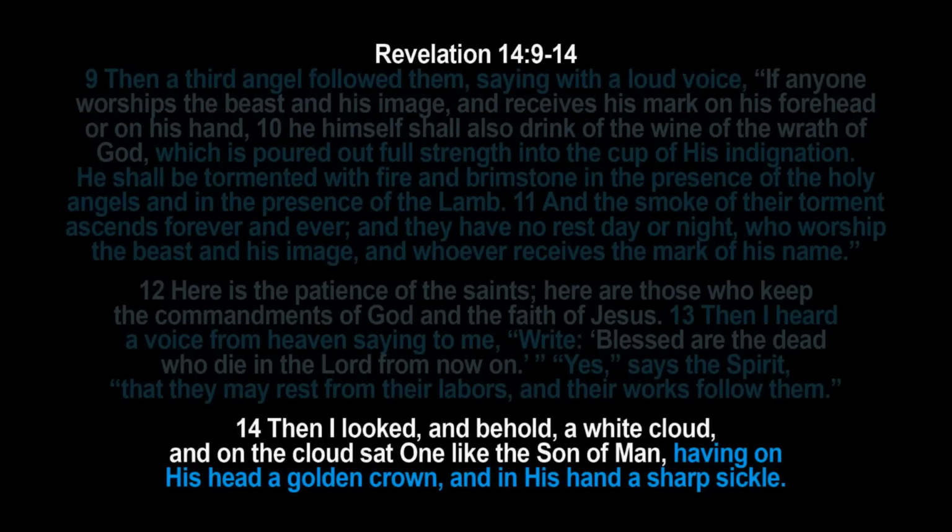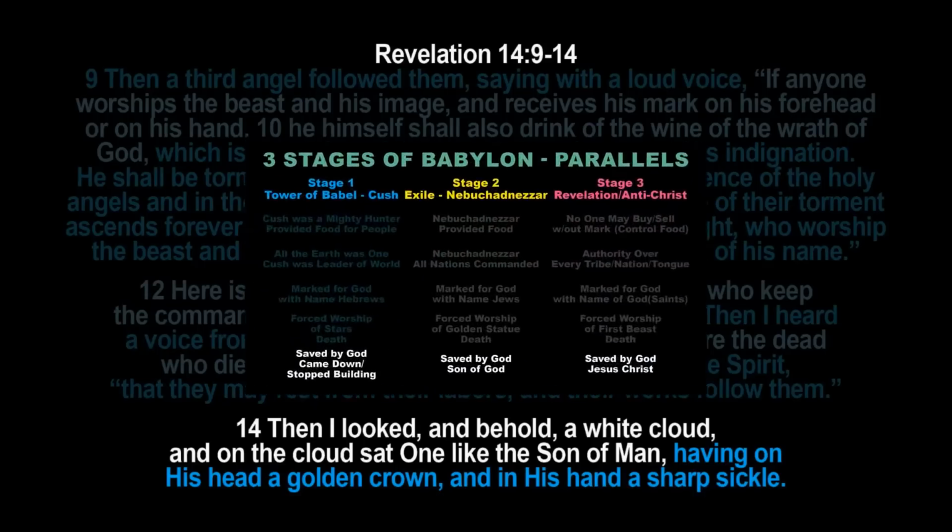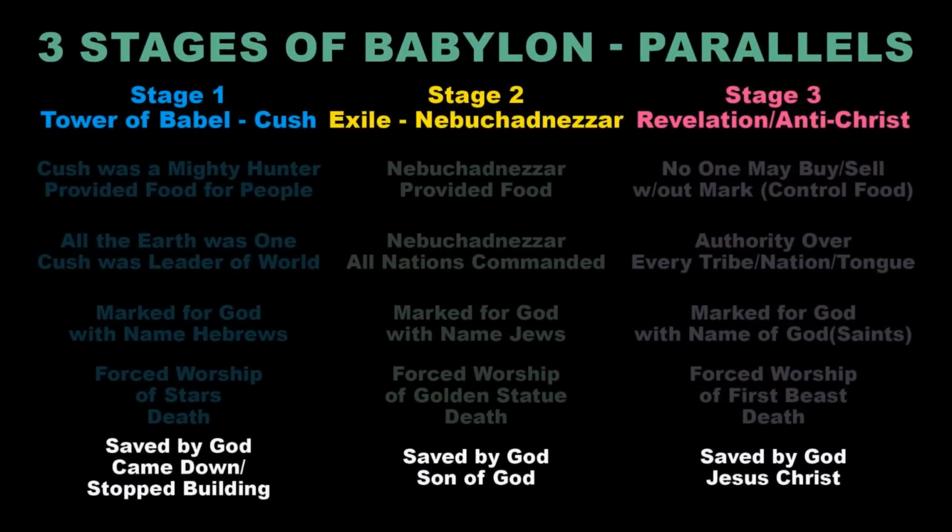Nearly all Bible readers will know that the reference to the Son of Man is a reference to Jesus Christ, one of the titles he called himself. So when we come back to the parallels, we see after the people were marked for the beast and God marked others for himself, then Jesus Christ came down to save his marked people. And this completes the last parallel on the bottom and how God came down each time to save the people marked for God.